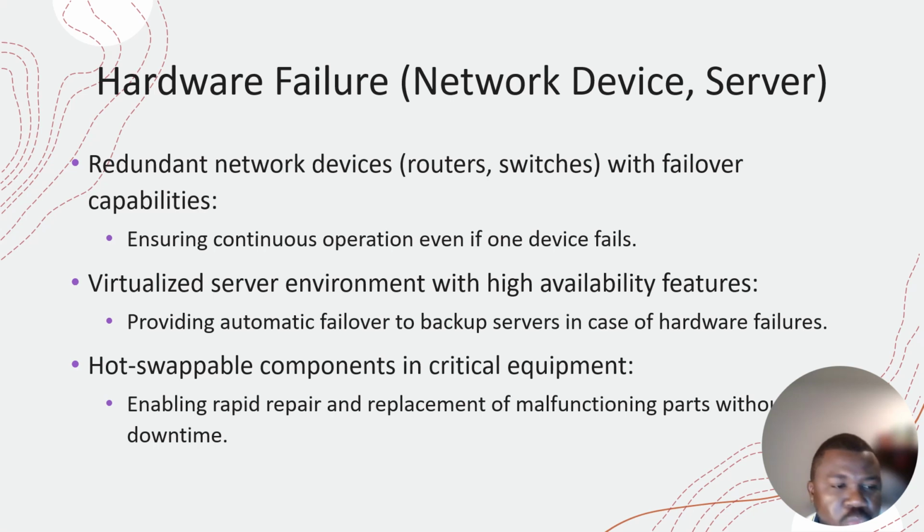Hardware failures are unfortunate, but they do occur. When they do, they can cause a whole system to come to a halt, increasing downtime, loss of productivity, and, of course, frustration. To make sure that this does not slow down or obstruct our path toward achieving our 5 nines uptime, we will have redundant network devices with failover capabilities, a virtualized server environment with high availability features, and hot-swappable components in critical equipment.